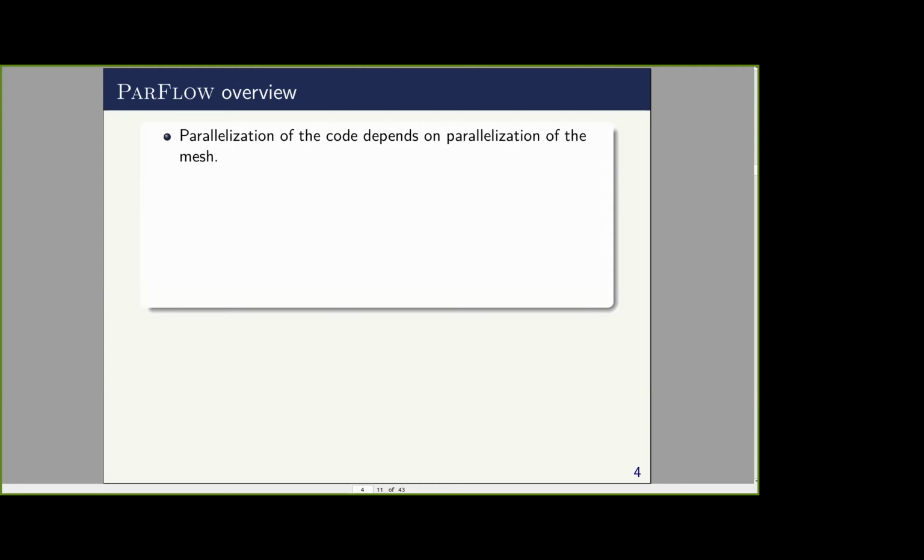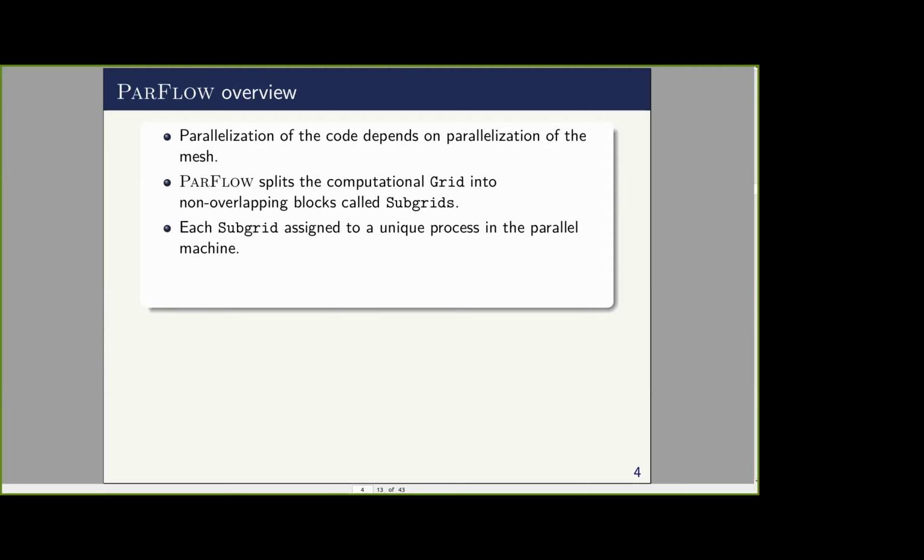So how does this code parallelize the problem? Well, it does it by parallelizing the mesh as many PDE-based solvers do. It takes the computational grid and splits it into non-overlapping blocks, which are called subgrids. And each subgrid is assigned to a unique process in the parallel machine. These subgrids and processes are logically arranged in lexicographical ordering. And all of this is taking place internally in Parflow.